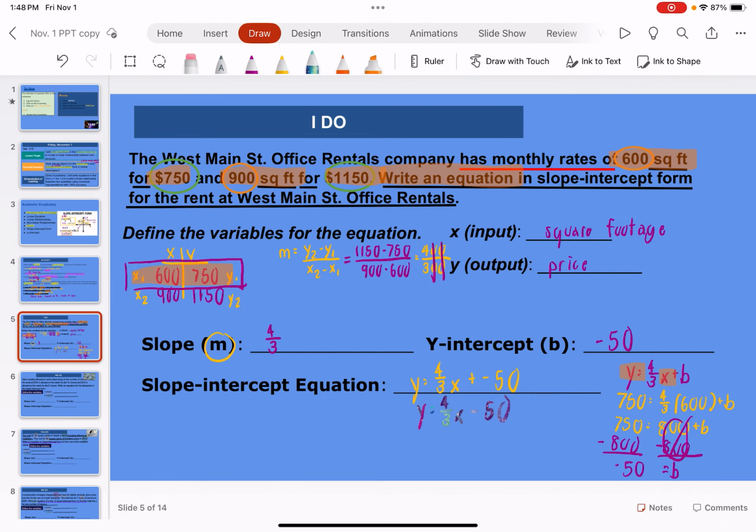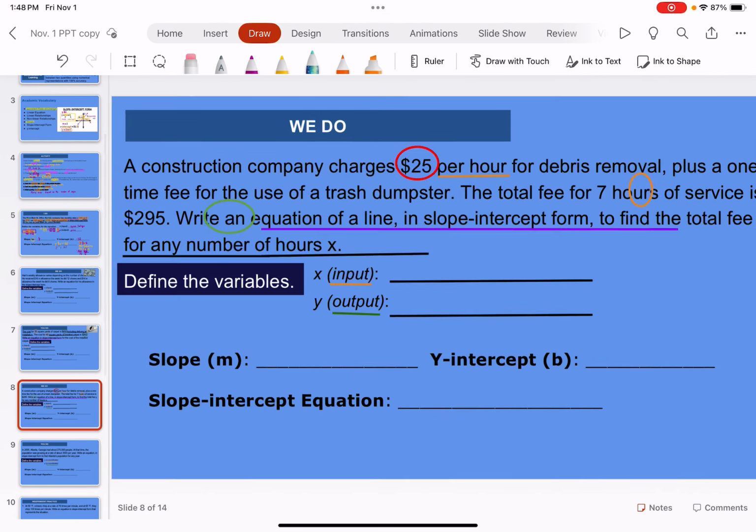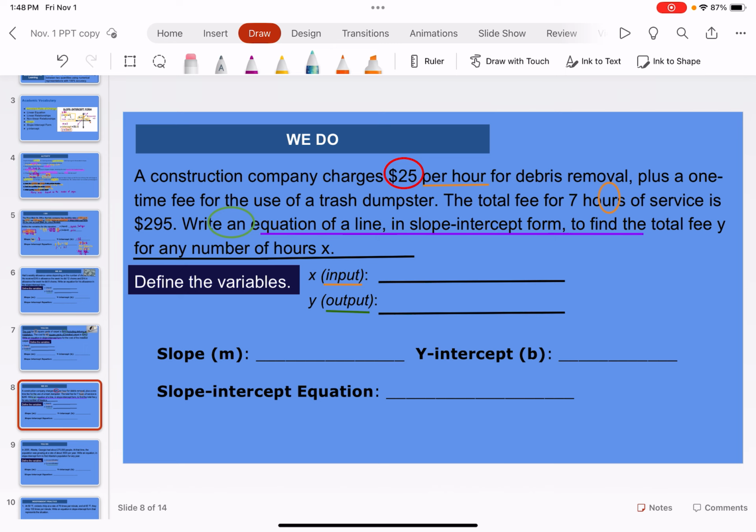Okay, so then we have another WeDo. So this WeDo is going to focus on finding the y-intercept because a lot of people have an easy time finding the slope. They understand the formula. They understand how to plug it in. Sometimes they mess up on the math, but the y-intercept is something that a lot of people get stuck on.